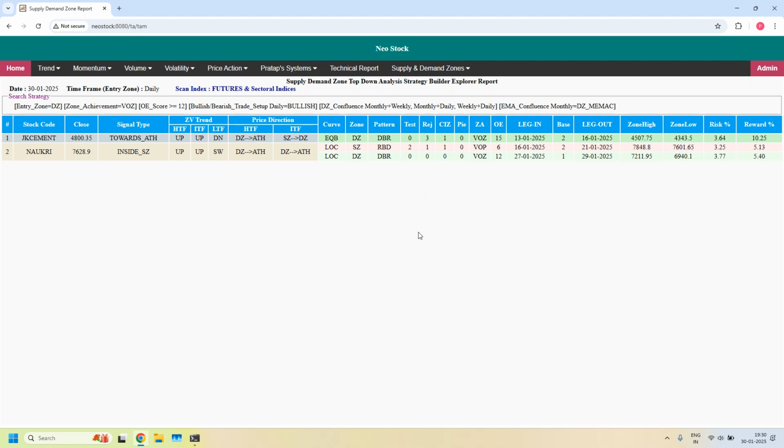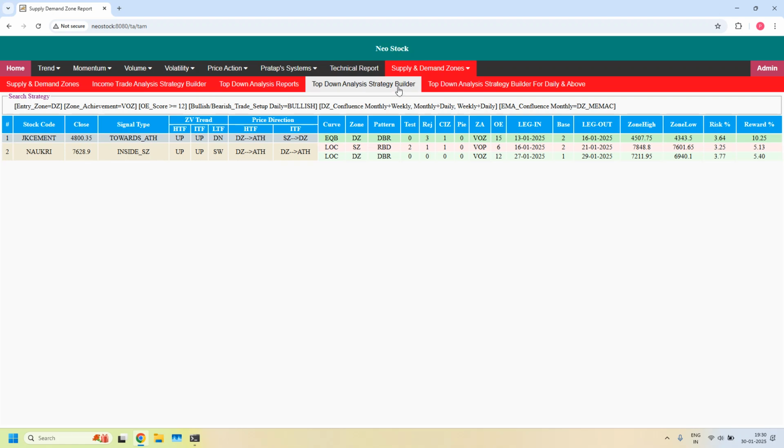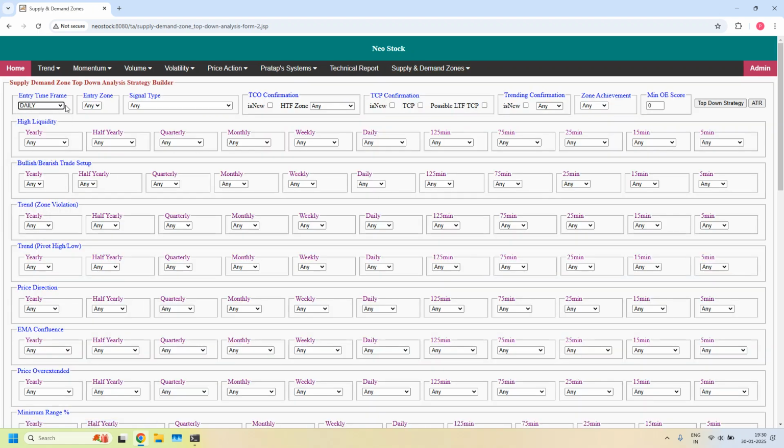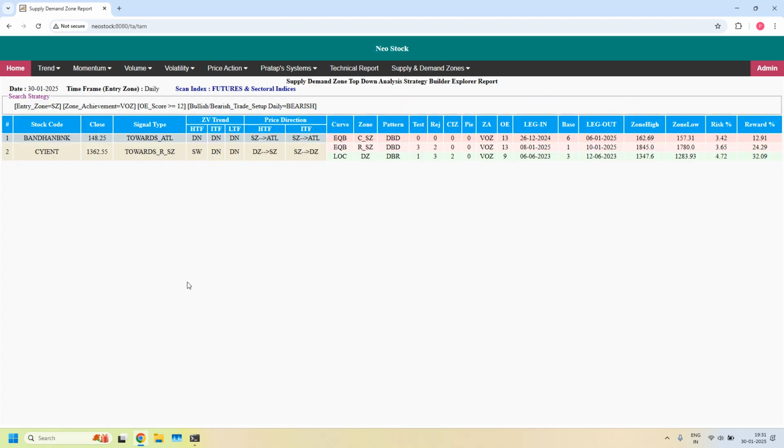Okay, this is about bullish trade setup, monthly income trade. Next, bearish trade setup, monthly income trade. Entry time frame is daily, but entry zone is supply zone. And also in bullish or bearish trade setup at entry time frame daily, I am selecting bearish. And the two filters, zone achievement VOZ, minimum odd enhance score 12. And let's filter, we got two stocks.